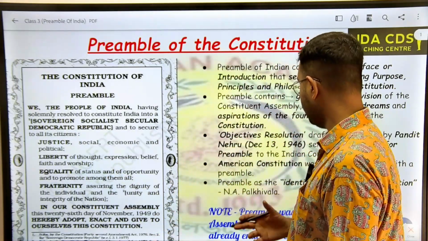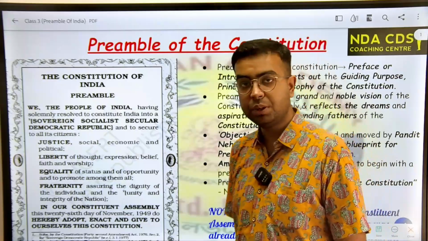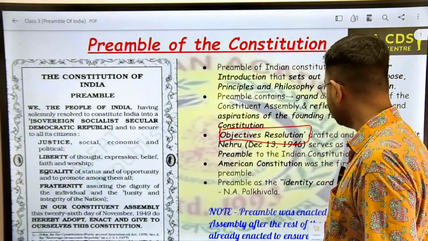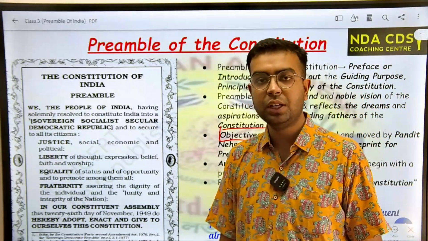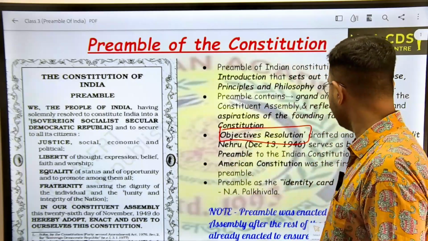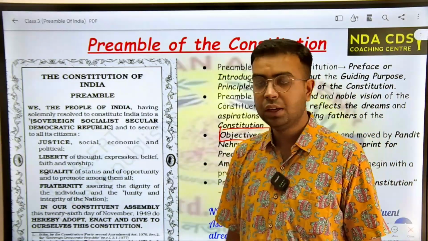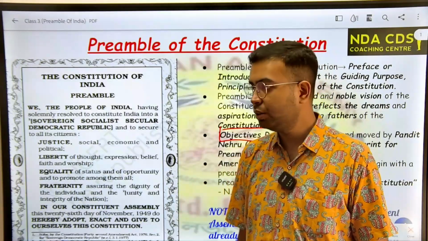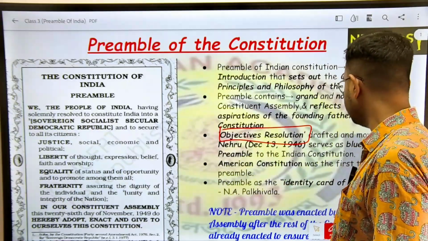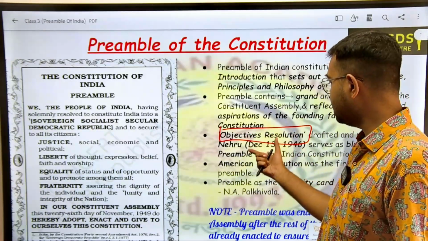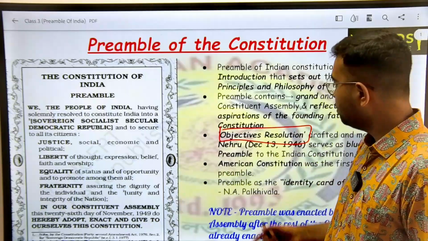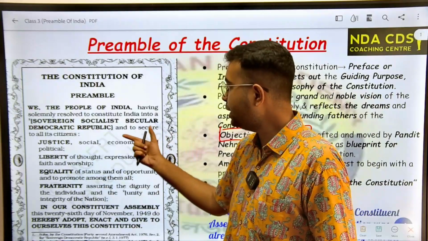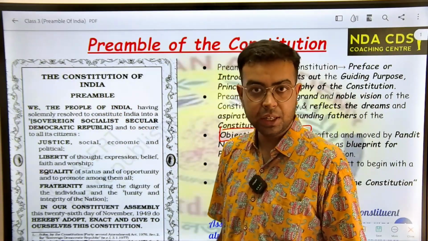Okay, and now let's look at the history of the preamble. Preamble was basically based on the objective resolutions. What is objective resolution? Objective resolutions were a set of resolutions drafted by Pandit Jawaharlal Nehru in the Constituent Assembly, which talked about the ideas which need to be mentioned in the Constitution of India. This objective resolution was passed on December 13, 1946. Based on these, the Assembly came up with the preamble of the Indian Constitution.